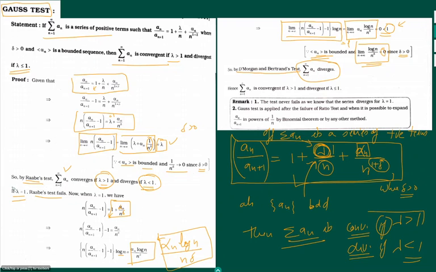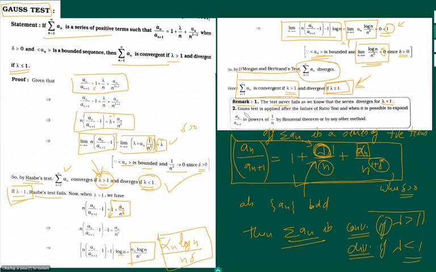Alright, so for lambda equal to 1 the series diverges, and for lambda less than 1 the series also diverges. So the series converges only when lambda is greater than 1. So this series is convergent if lambda is greater than 1 and divergent for lambda less than or equal to 1. The remark here is that this test never fails, because if lambda is equal to 1, we have the result that the series is divergent. If lambda is less than 1, then also the series is divergent, and the series is convergent only when lambda is greater than 1.